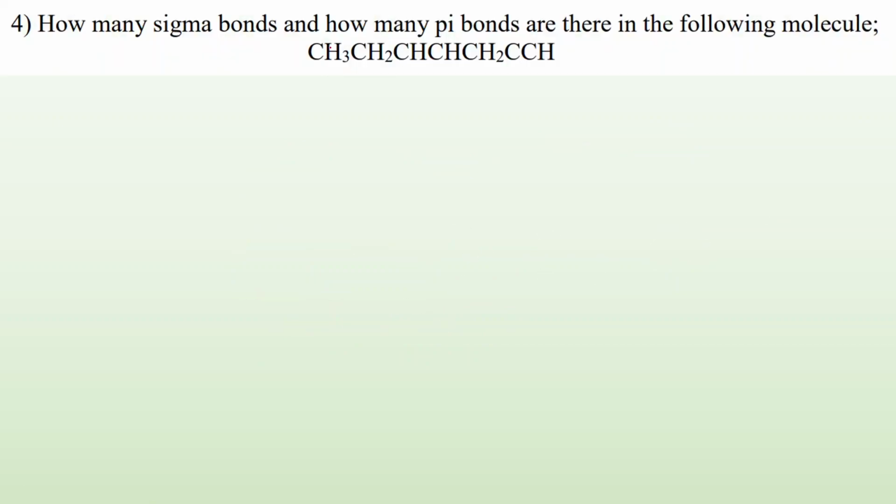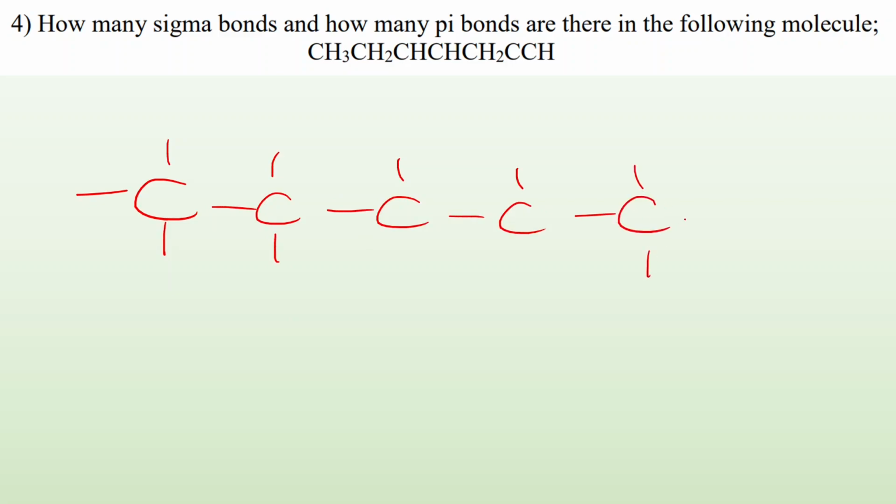How many sigma bonds and how many pi bonds are shown in the following molecule? It always helps to draw these out. So I got CH3, I got CH2, I got CH, I got CH, I got CH2, I got C, I got CH. And the reason that you draw these out is so you can go, hey, wait a minute, carbon I know likes to make 4 bonds. It's missing a bond here. It's missing a triple bond here.